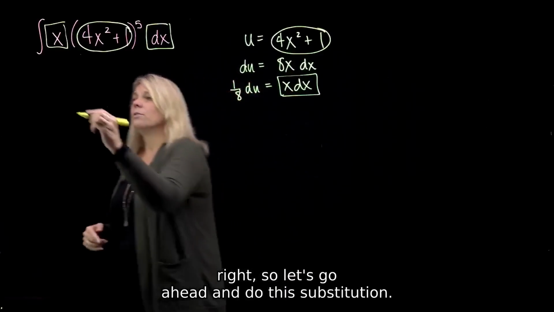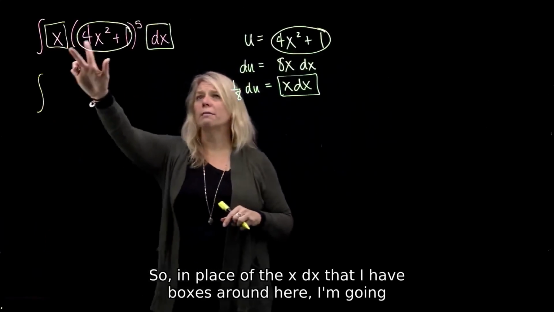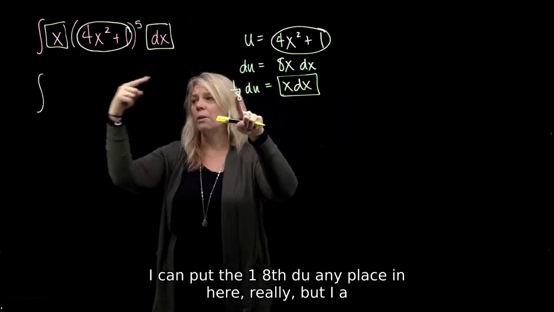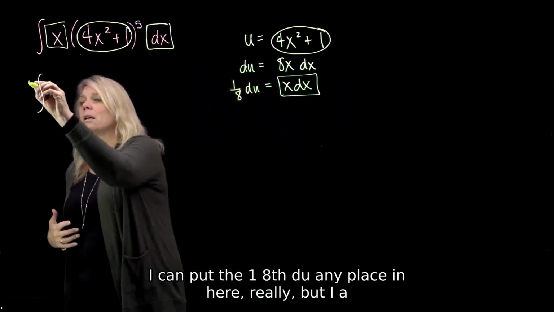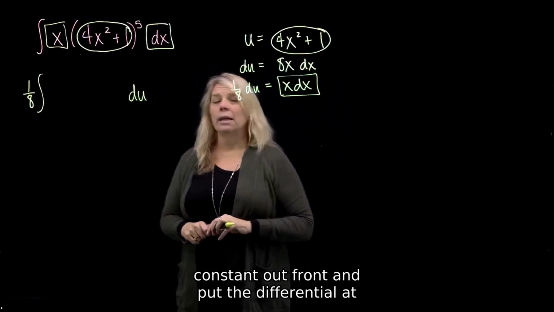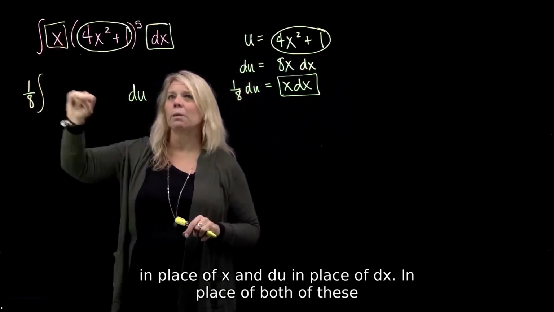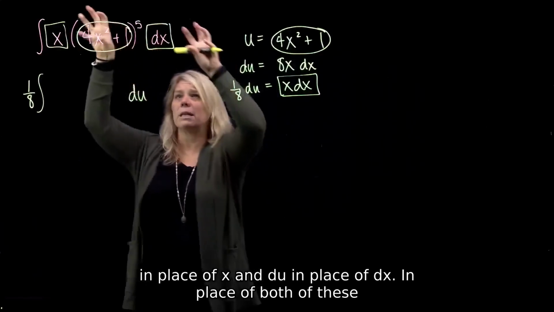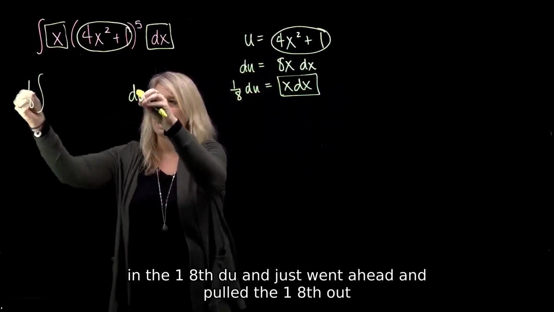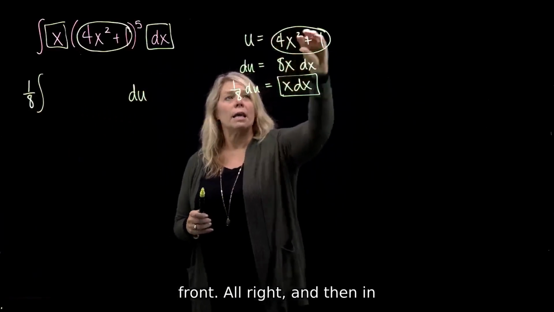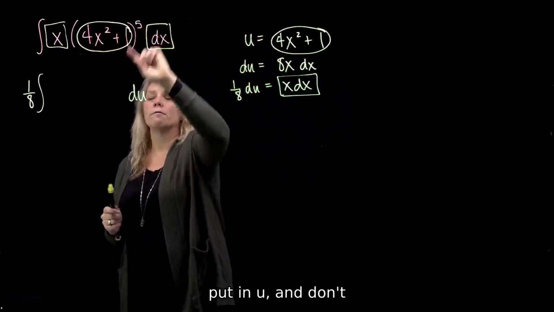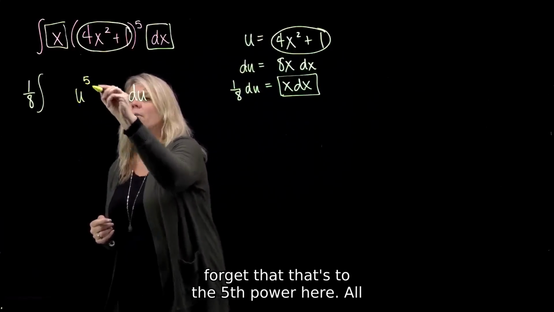All right, so let's go ahead and do the substitution. In place of the x dx that I have boxes around here, I'm going to put in 1/8 du. I can put the 1/8 du any place in here really, but a lot of times I will pull that constant out front and put the differential at the end. So I did not substitute 1/8 in place of x and du in place of dx. In place of both of these together as a unit, I substituted in the 1/8 du and just went ahead and pulled the 1/8 out front. All right, and then in place of the 4x squared plus 1 that I've circled here, I'm going to put in u, and don't forget that that's to the fifth power here.